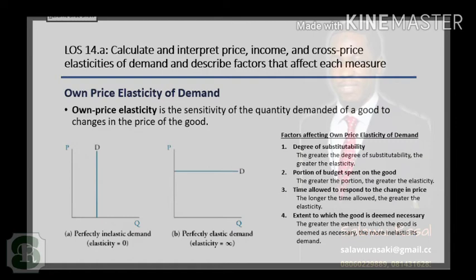Then lastly, the extent to which a particular good is deemed necessary. We said the greater the extent to which you feel that particular good is necessary, the more elastic or inelastic will be the demand. So there's something that is inelastic. Why? Can someone explain?